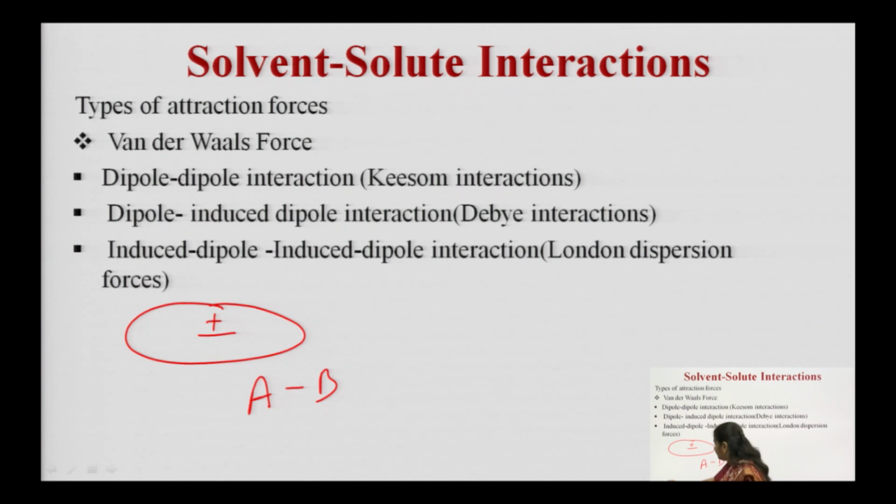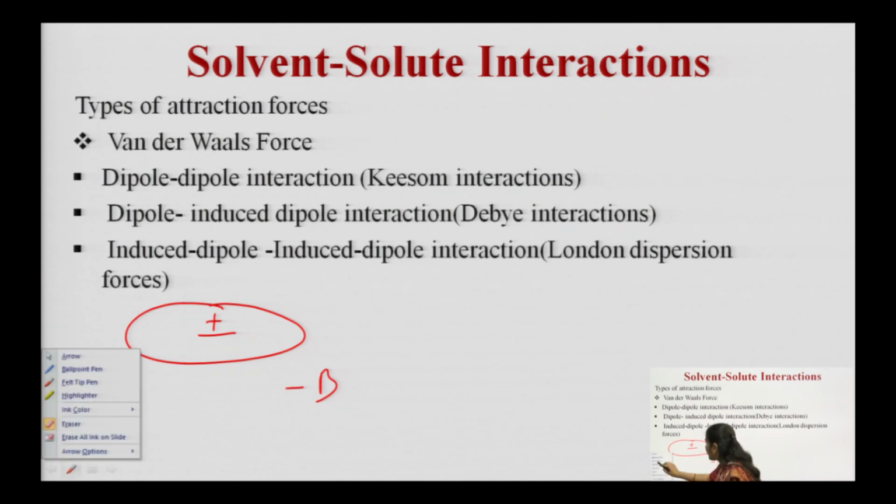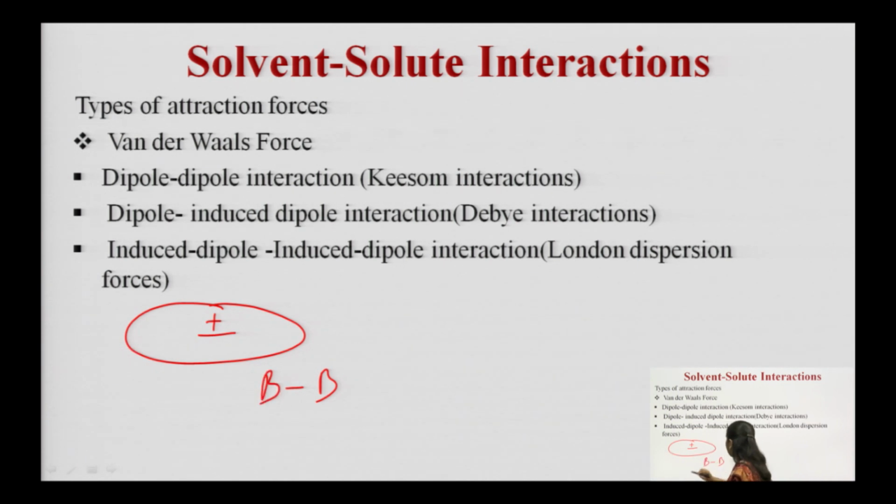Suppose it is your bond between B and B. Both are the same atoms, so there is no electronegativity difference between them. What will happen? The electron cloud will be uniformly distributed, so no poles will be formed. So these are the non-polar molecules.